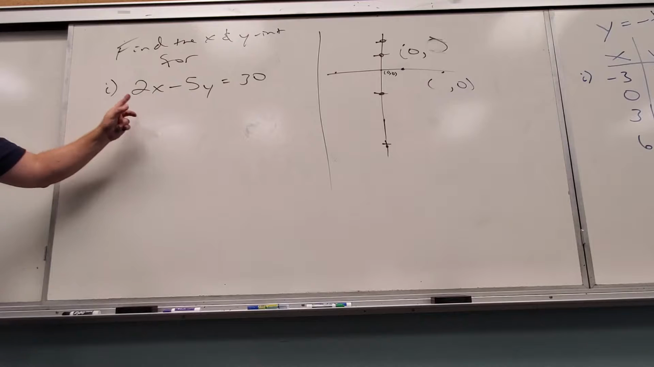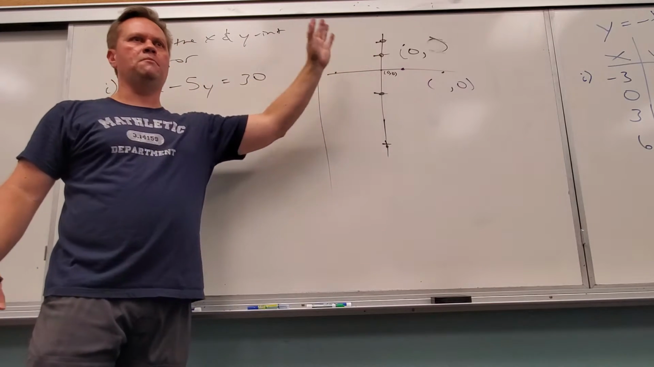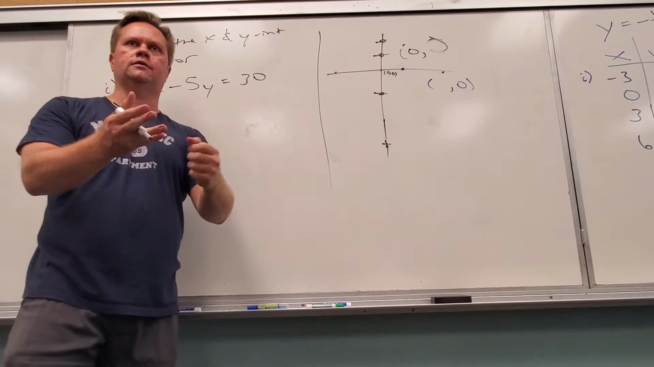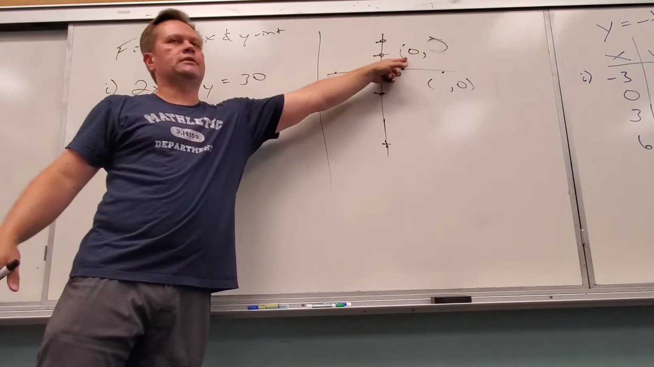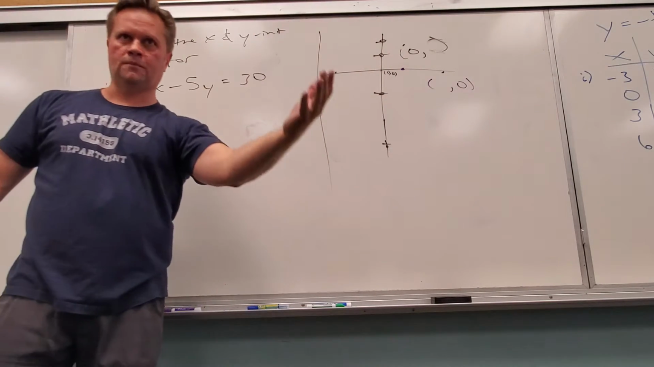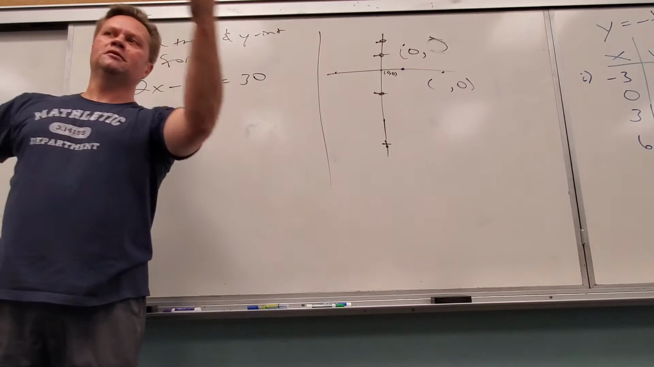So how do I force this equation to tell me the y-intercept? If I make x zero, I'm going to make it talk. I'm going to make it tell me where it is on the y-axis, because the y-intercept always has x equal to zero. So to find a y-intercept, you make x zero. To find the x-intercept, you make y zero.